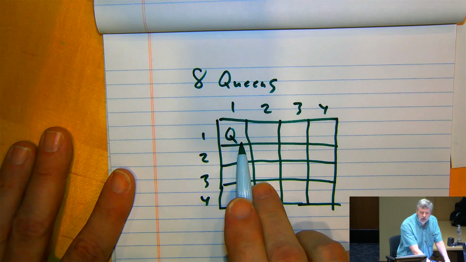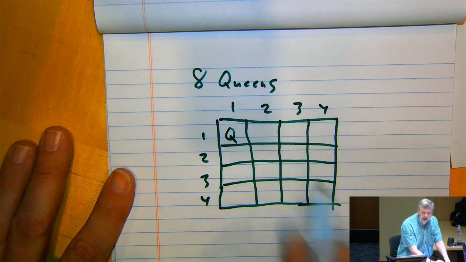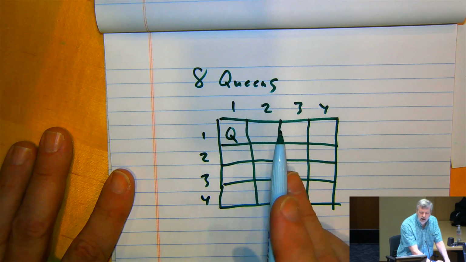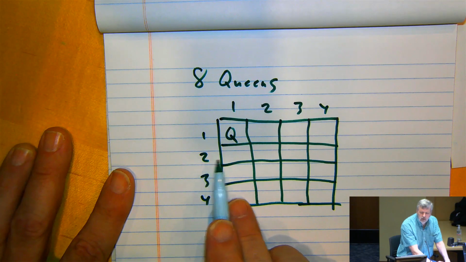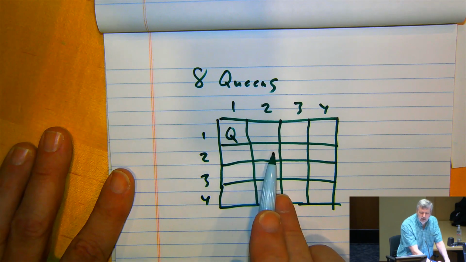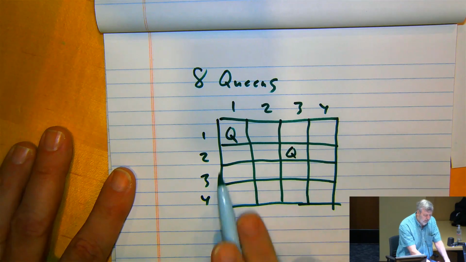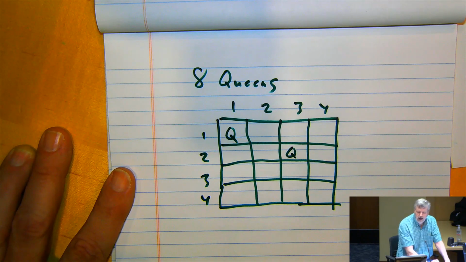So I've got a queen here. Normally what I do is I ask the class to give me suggestions. Tell me a row number followed by a column number. So like, is there a place we could put a queen in row 2? Well, it can't be there, it can't be there. But I could put a queen here in row 2, column 3. I think that works.